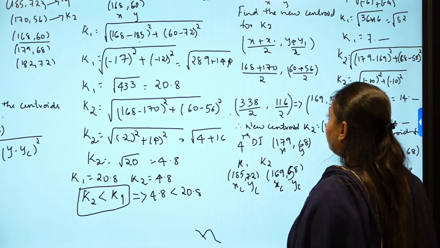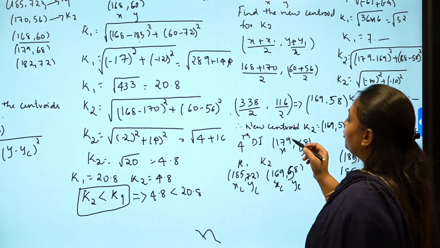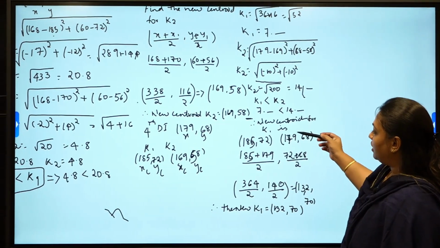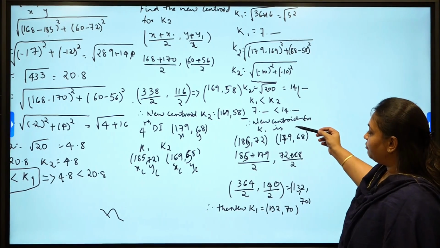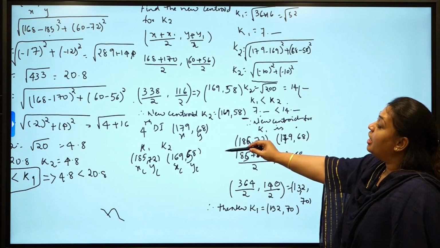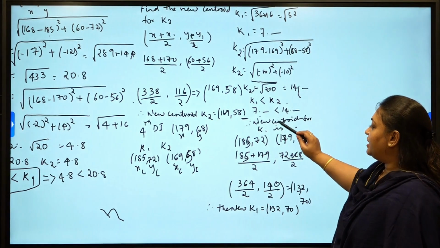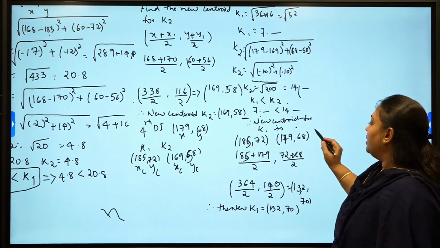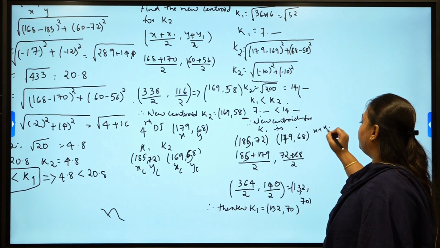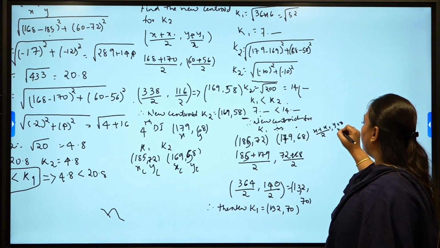Now again your fourth data item is moved to K1. So now you can see we have got a new centroid. We are going to find the new centroid because as K1 is less than K2, we are going to consider the fourth data item in your K1 cluster. Now to find the new centroid, what is the formula you have? Here you have got (x plus x1) by 2 comma (y plus y1) by 2.